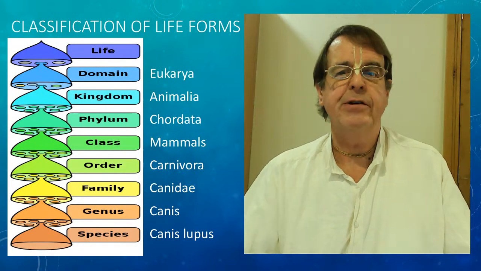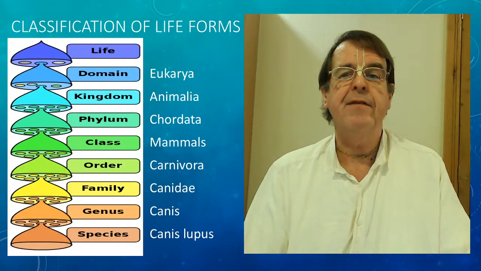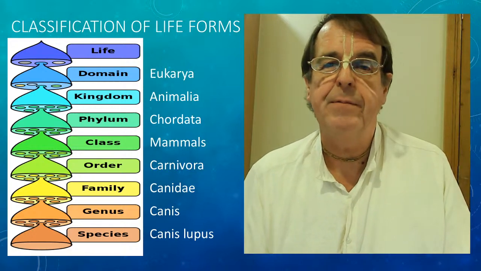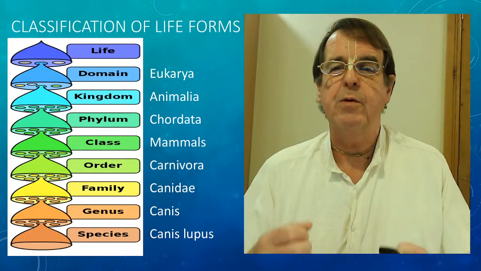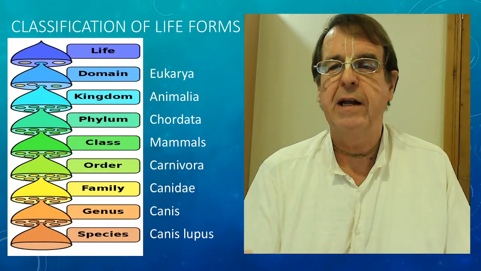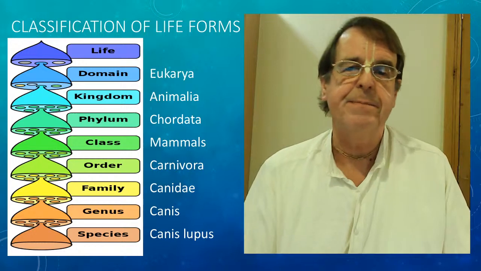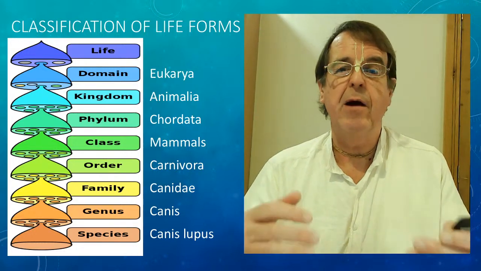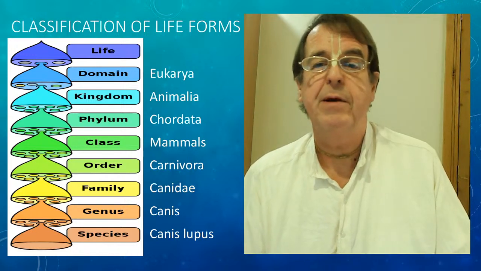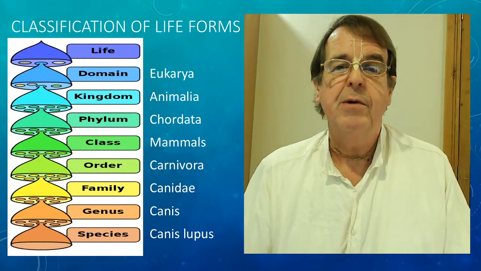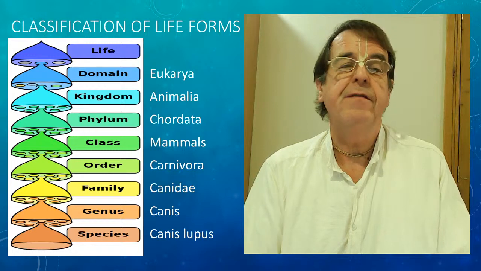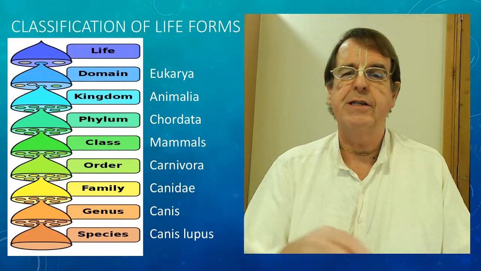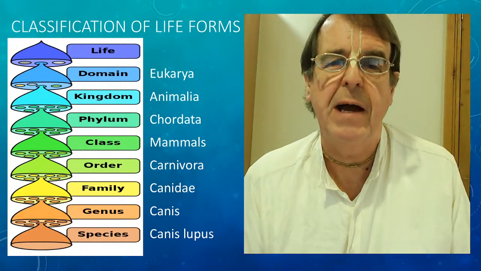It has a big category, life, and within life there are the main domains. And humans are part of the eukarya domain. We're organisms which have a nucleus wrapped up in our cells. And within the domains, we are part of the kingdom of Animalia. We are part of the animals. And within that kingdom, we belong to the phylum of Chordata, which means we've got a notochord, which is the thing that develops into our spine and backbone.